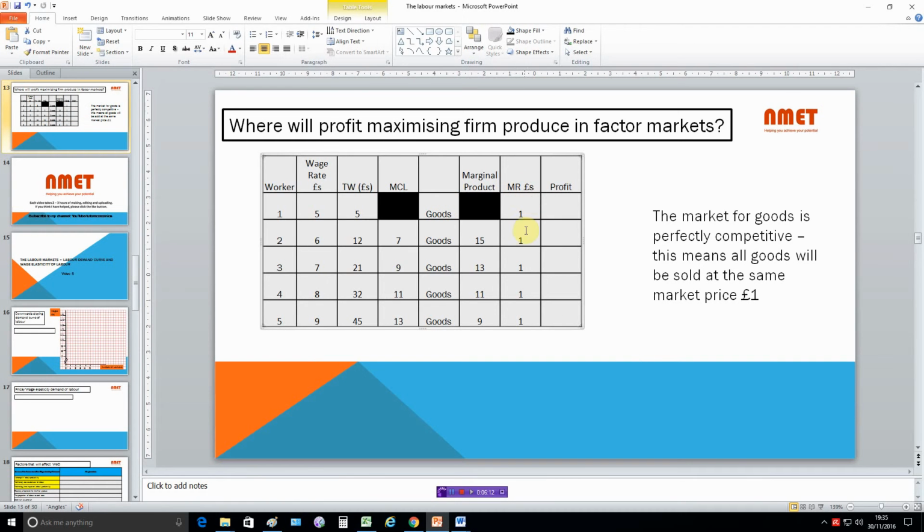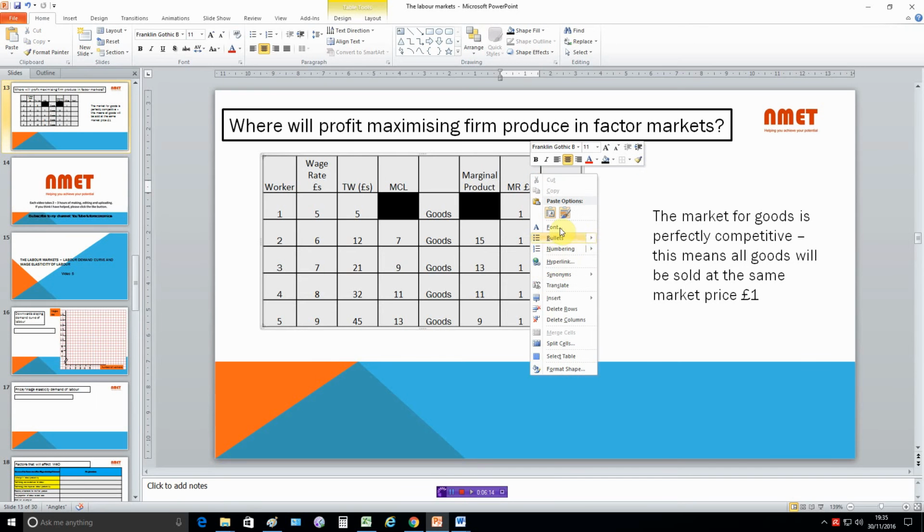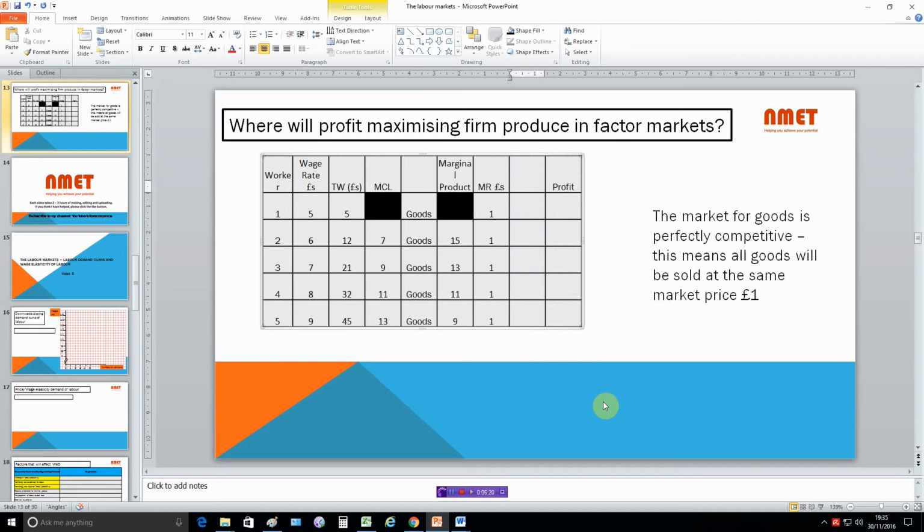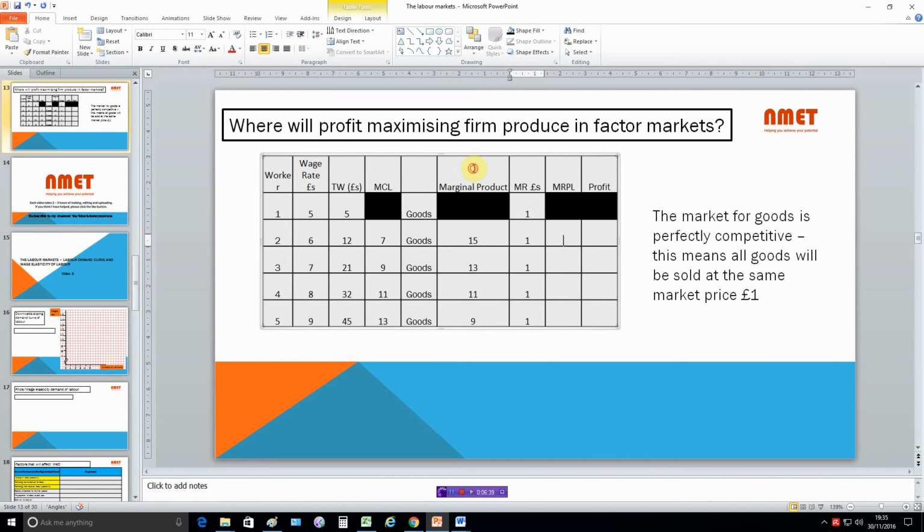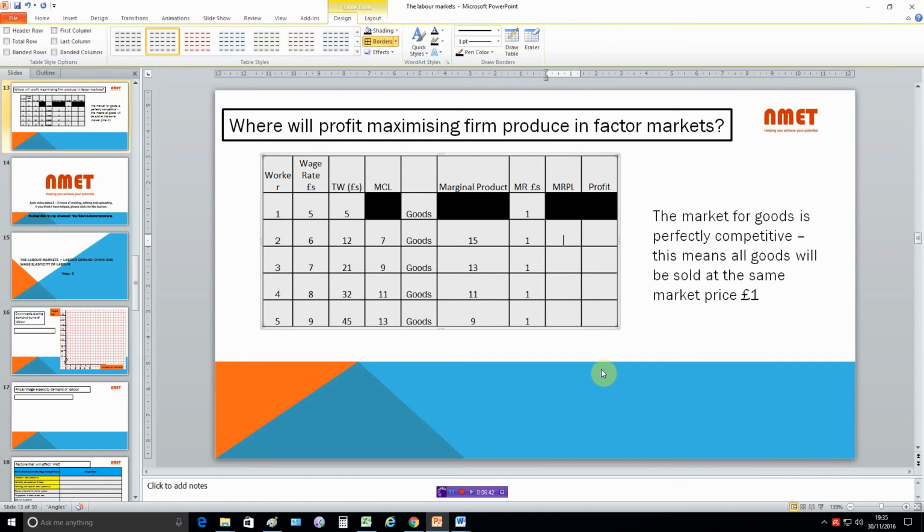Marginal revenue was the selling price we were talking about. Now, what we'll do is add the MRPL column, which is the marginal revenue times the marginal product. What would be the marginal revenue product of worker 2? What's the selling price? 1. What's the marginal product? 15, so it's just 15. And it's 13. Let's put the pounds over here.